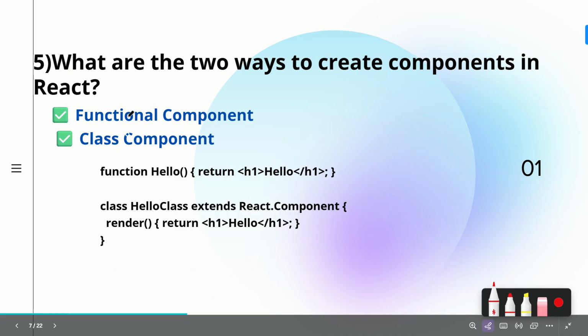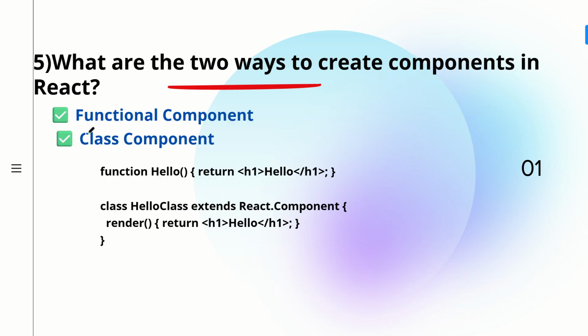Now let's see our fifth question, that is, what are the two ways to create a component in React. First is functional and second is class based components. Class based components are outdated and old. Nowadays we don't make use of class based components because they are very complicated and difficult to learn and understand. So we make use of functional components.